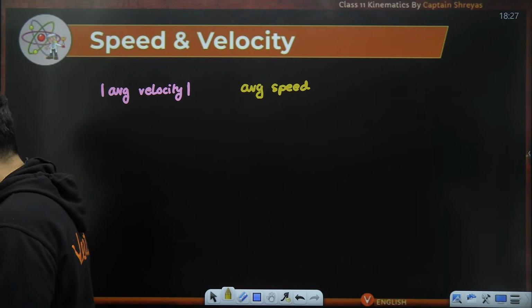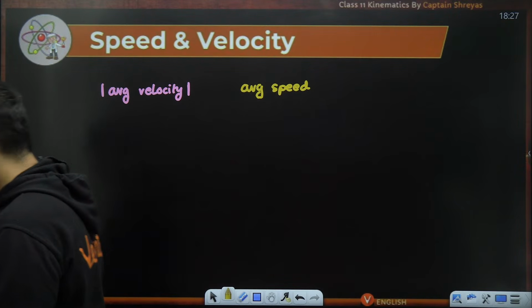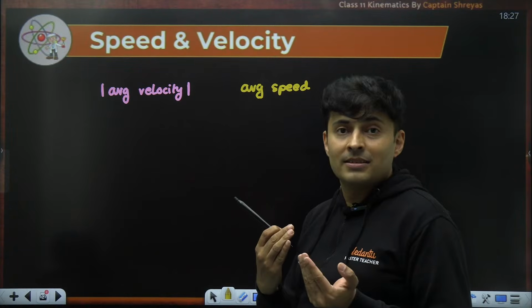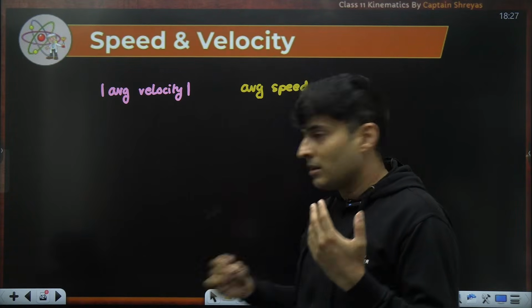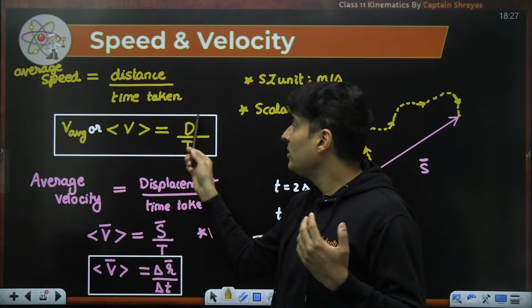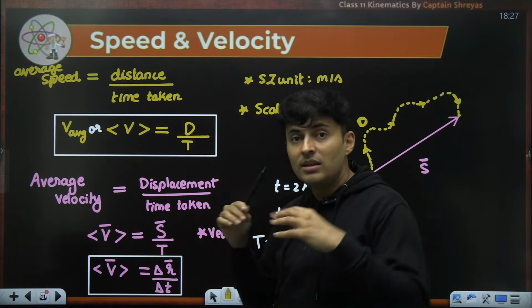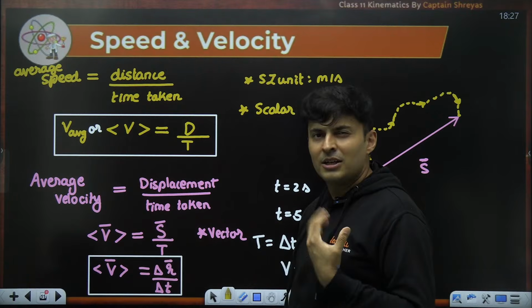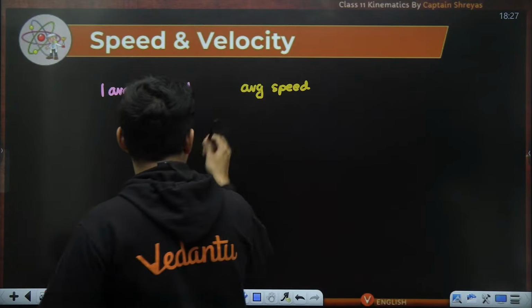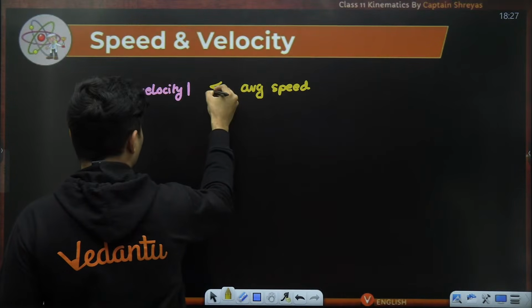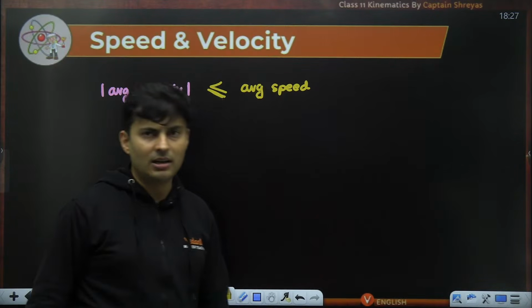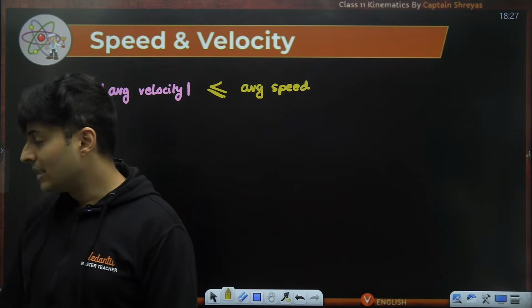Yeah. What do you think, my dear warriors? Yes, speed will have distance in the numerator. Distance is usually more than the displacement. So that is the reason why average speed will usually be more. In the worst case, it will be equal if you are traveling along a straight line path.